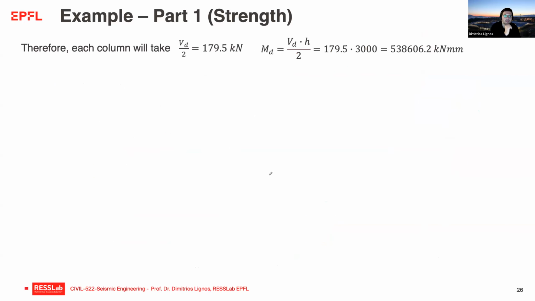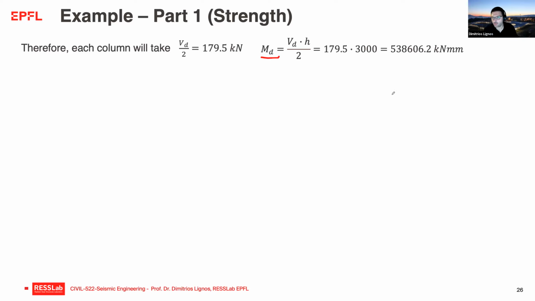So with this in mind, each column will take VD over 2. In this case it would be 179.5 kilonewton. And my MD is going to be VD over 2 times H. If I do the substitution here, I'm going to get a moment that is equal to 538,606.2 kilonewton millimeters. So these are the demands because of my seismic action.